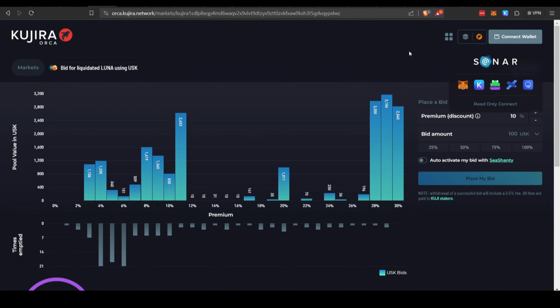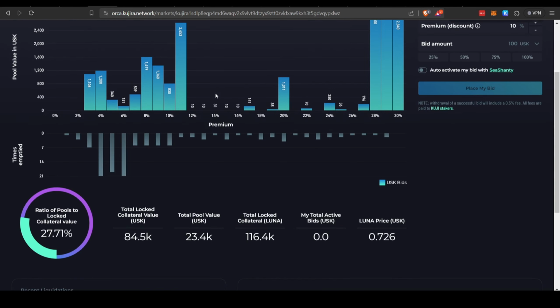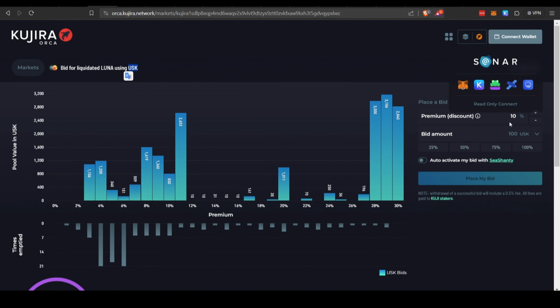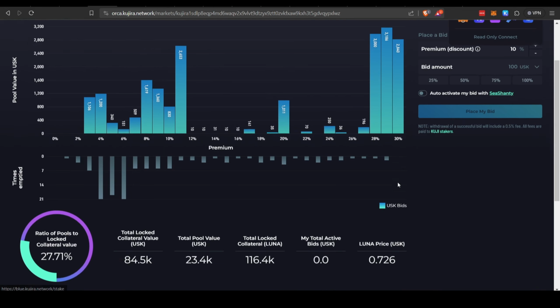So here you can bid on liquidated collateral. You're going to need to have the USK. We're going to get into minting the USK, but you could also trade for it. This is their stablecoin, and you're going to need that to be able to bid for discounts. This is a Dutch style auction.